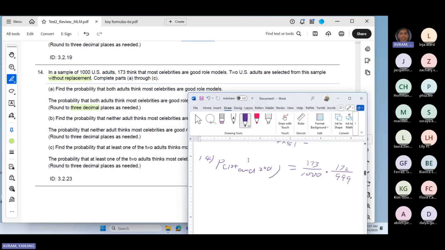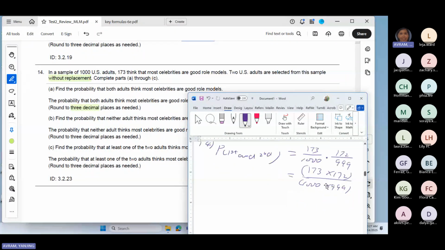All right, then you just multiply the numerator with the numerator. When you put it in a calculator, make sure you have parentheses, otherwise you will get it wrong. So you multiply this and divide by the denominator, and round to 3 decimal places. That's how you do that. We can just calculate one of these.